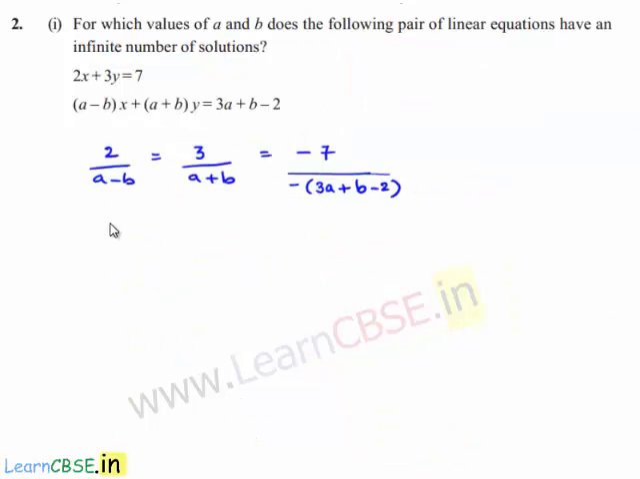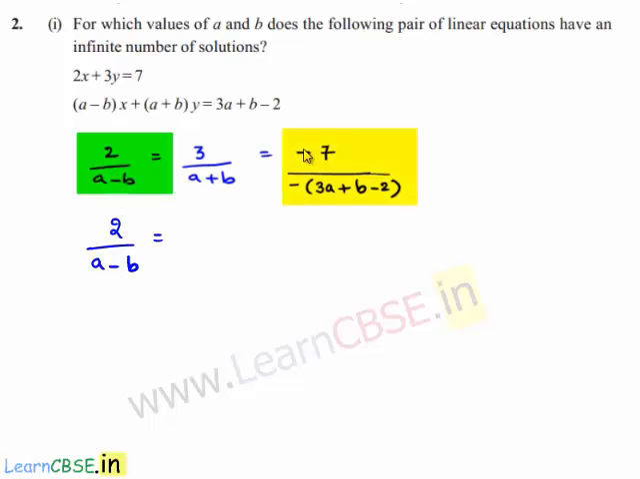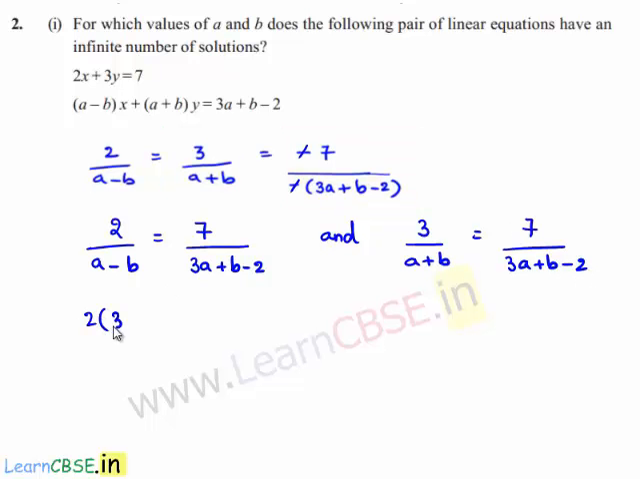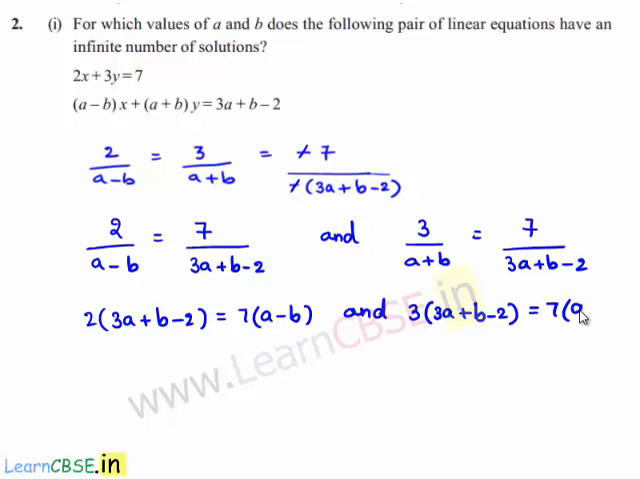Now we can write 2 by a minus b is equal to, here minus and minus will be cancelled, 7 by 3a plus b minus 2, and 3 by a plus b is equal to 7 by 3a plus b minus 2. On cross multiplication we will get 2 times of 3a plus b minus 2 is equal to 7 times of a minus b, and 3 times of 3a plus b minus 2 is equal to 7 times of a plus b.